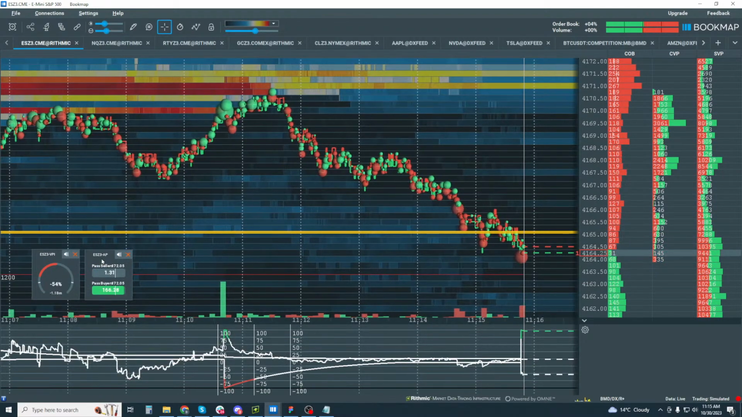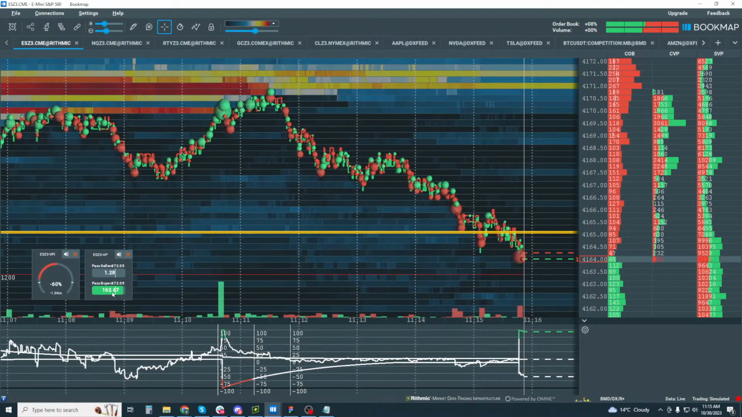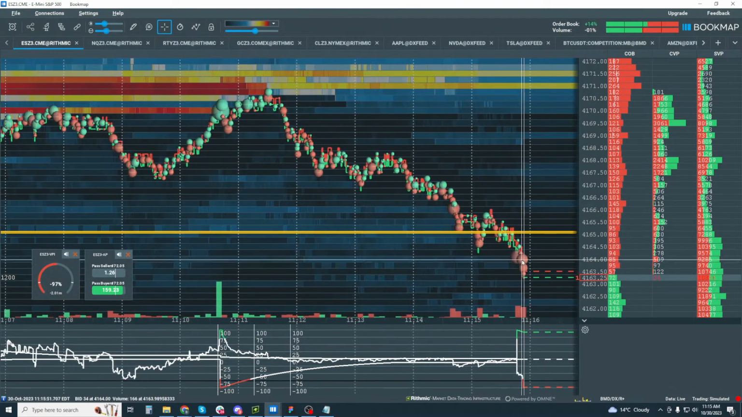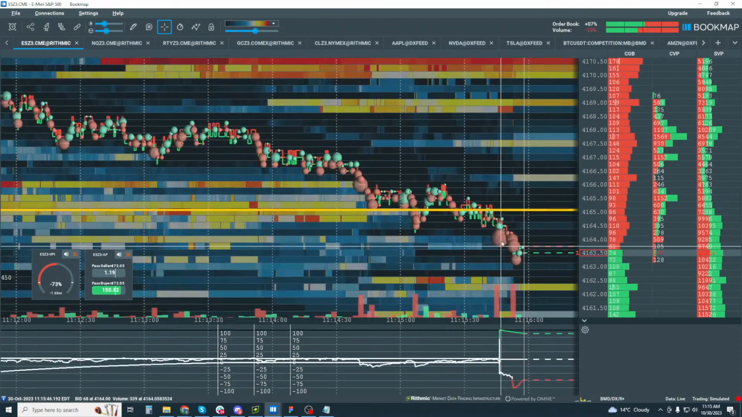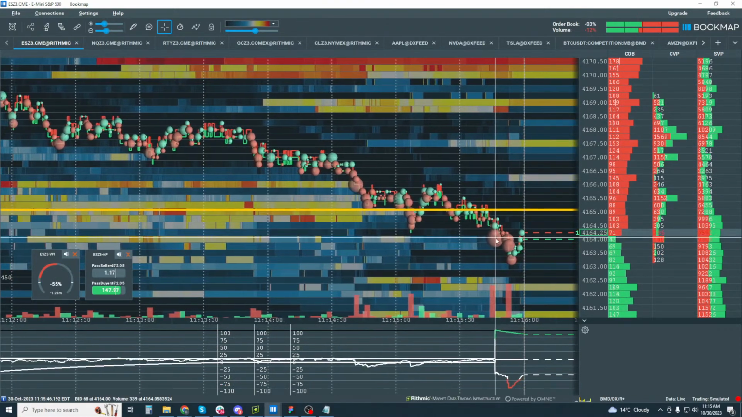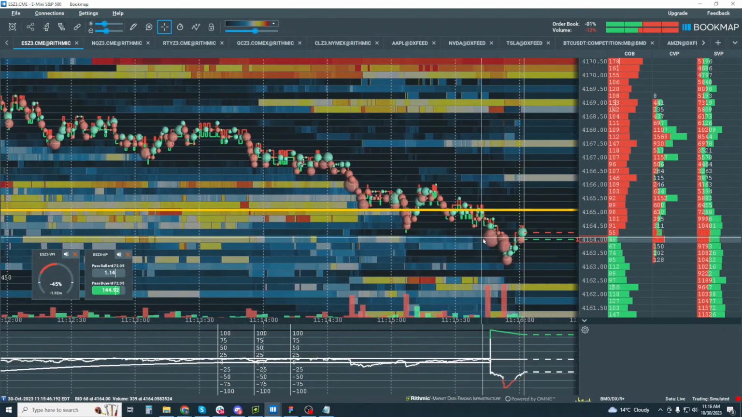Okay, look at that. Is that absorption or what? Now that's going to be an iceberg. That has got to be an iceberg. Okay, we'll verify that. Did you guys hear that on YouTube?